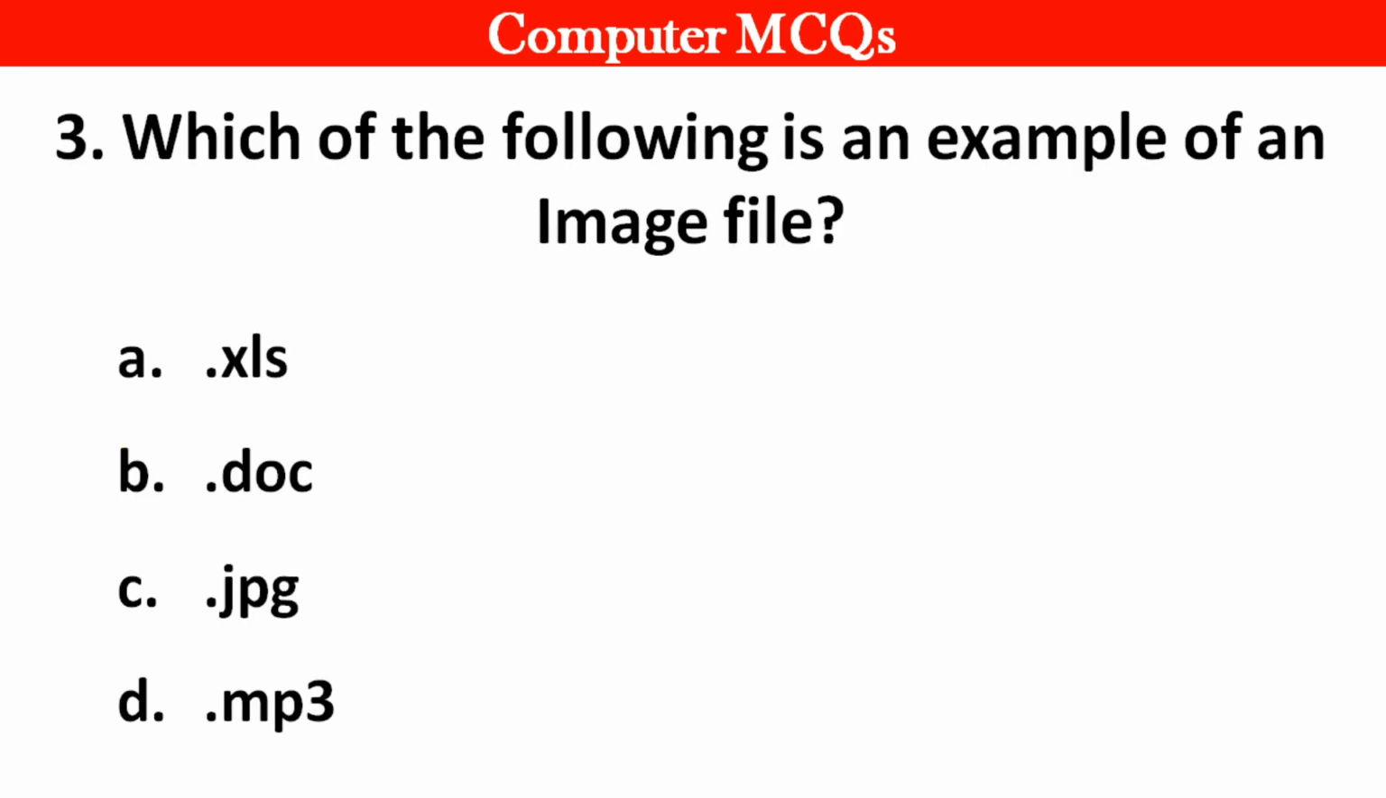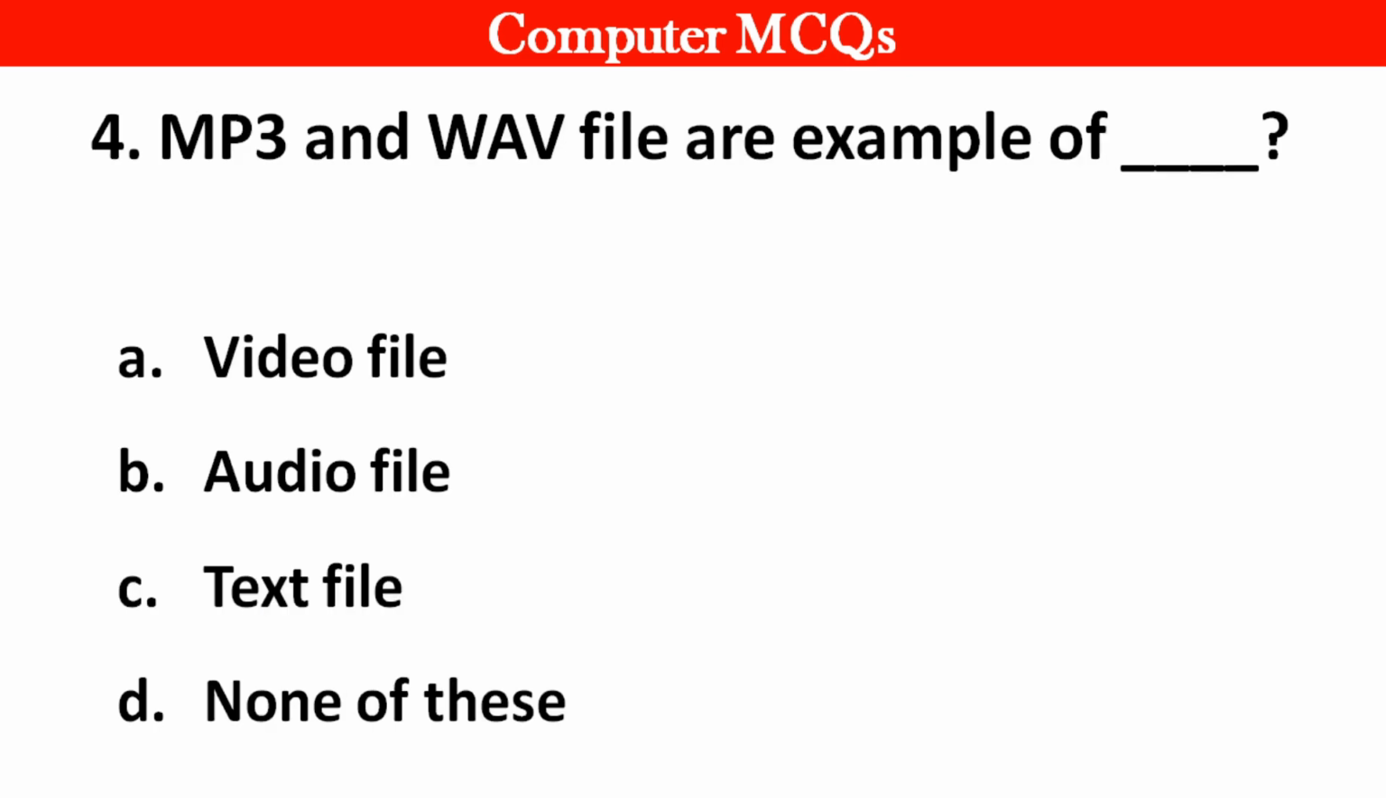Next question, which of the following is an example of an image file? Right answer is option C, .jpg. Next question, MP3 and WAV files are examples of dash. Options: A, video file; B, audio file; C, text file; D, none of these. Right answer is option B, audio file.